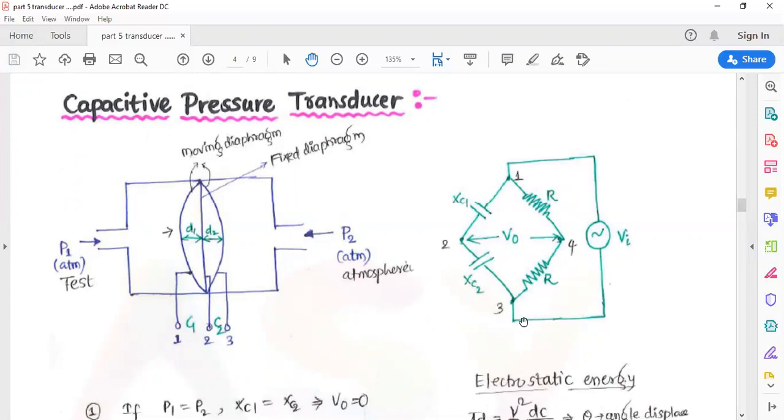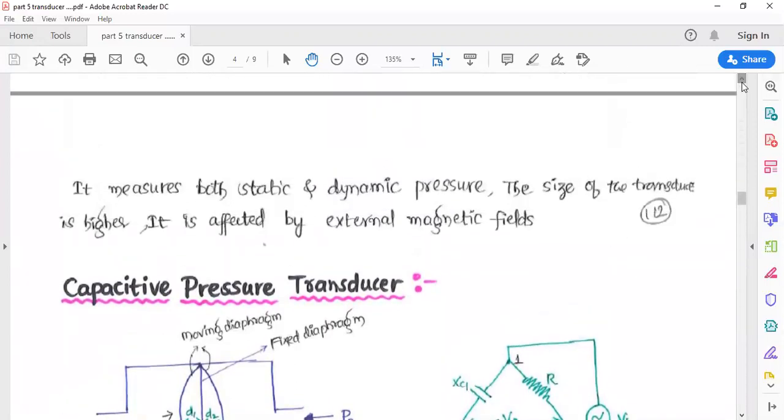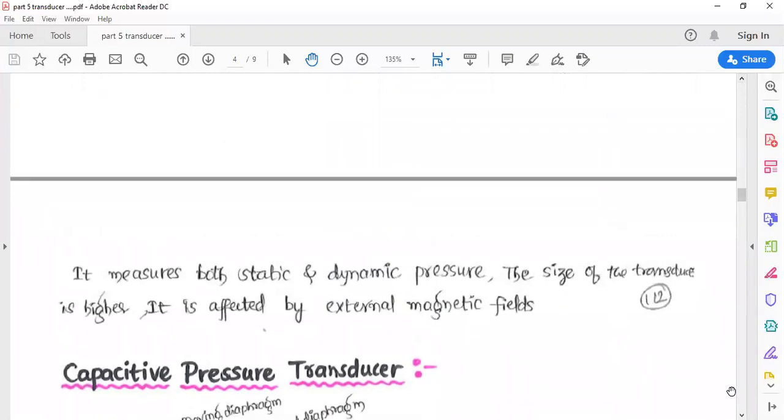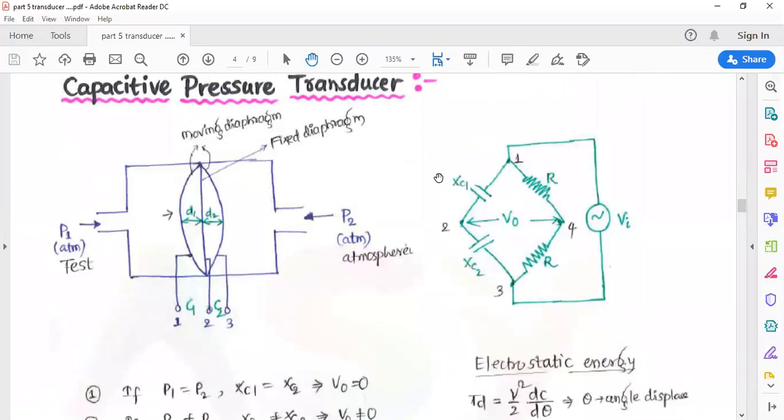Here it is equivalent to a bridge circuit, as it was in the inductive transducer. But there, in place of XC1, we had XL1. There we were measuring change in inductance; here we are measuring change in capacitance. Now let's understand it.